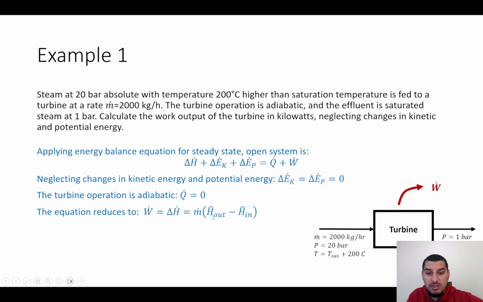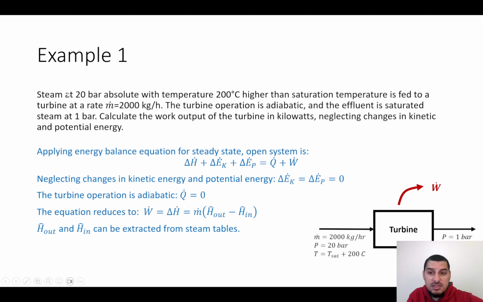So if you multiply these in kilojoules per kilogram by mass flow rate, which is kilogram per unit time, this is going to be energy per unit time. And then we need to find out the work. So we need to know the mass flow rate, the enthalpy in and enthalpy out. Mass flow rate is already given as 2000 kilogram per hour, so we need to find H out and H in.